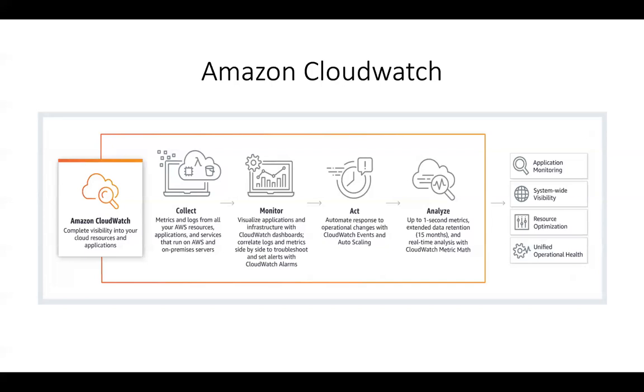Right? And finally, you can do application monitoring. You can do system-wide visibility into all of your resources. You can also check on your resource optimization. So like I mentioned in the previous example, an organization was launching big resources when they should have actually launched small resources for those applications, right? And they were actually utilizing very little when it came to CPU utilization and so on. And you can get unified operational health across all of the systems that you're monitoring on the AWS cloud and even on the on-premise environment. Right?